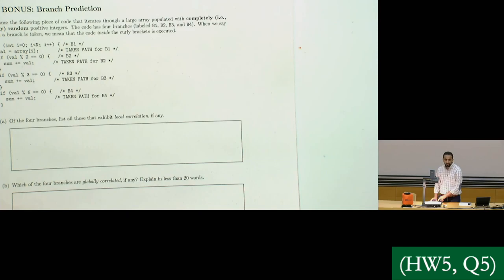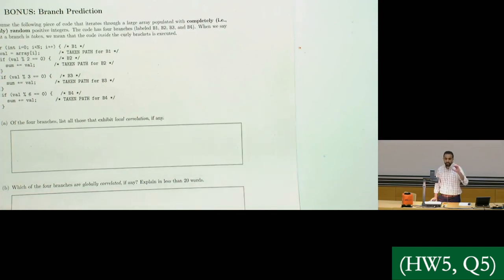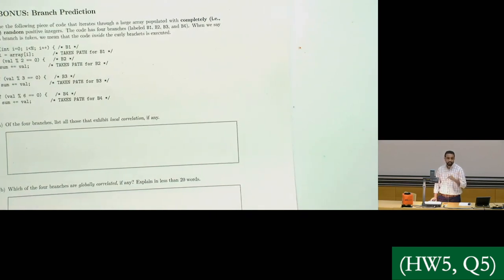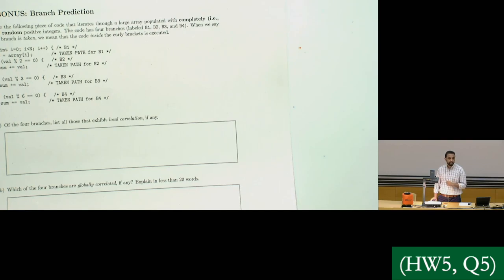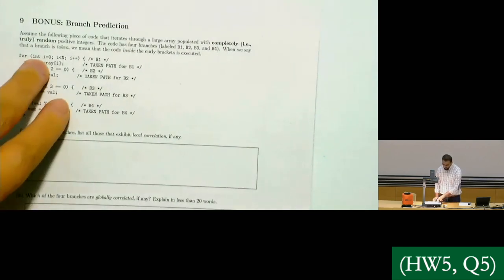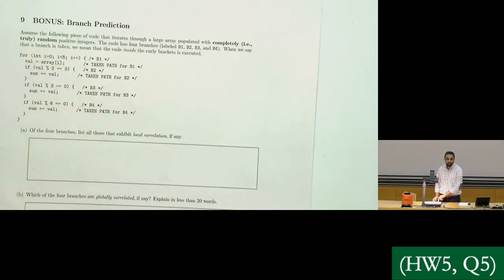Local correlation means, for the specific branch, if I know the previous value from the previous iteration, or if I know that branch is taken or not taken, can I decide on the current iteration whether this branch will be taken or not? This is what a local correlation means. For the first branch, I have a for loop from 0 to n minus 1, which means this iteration will be repeated n times. If I'm in the n minus 1 iteration, I know for sure the next iteration will be taken, right? Because I have n iterations for branch 1.